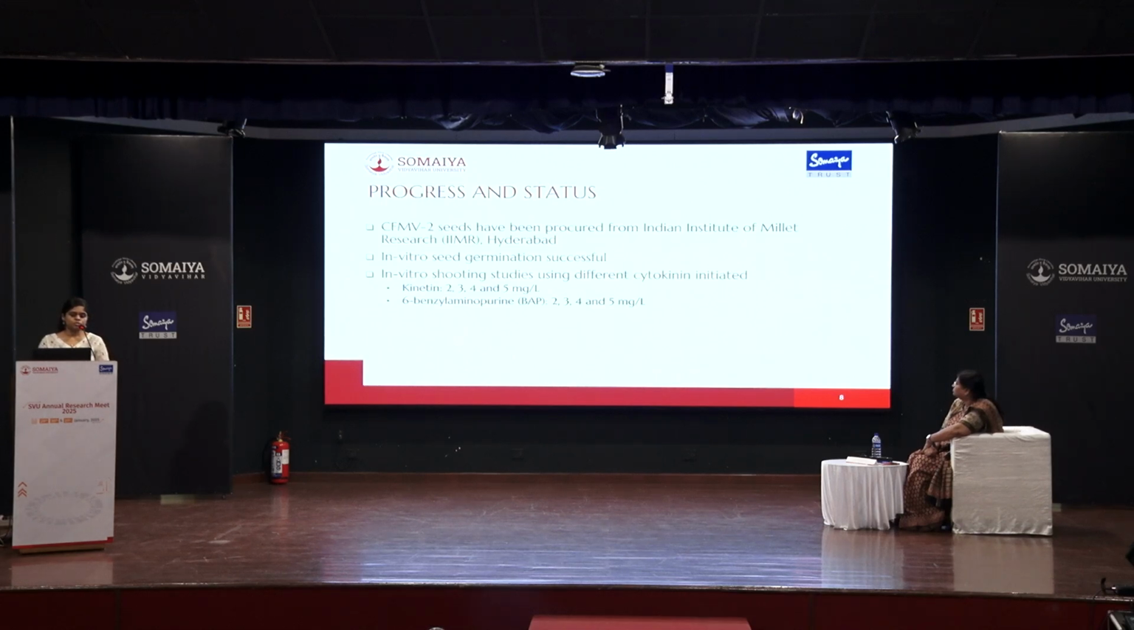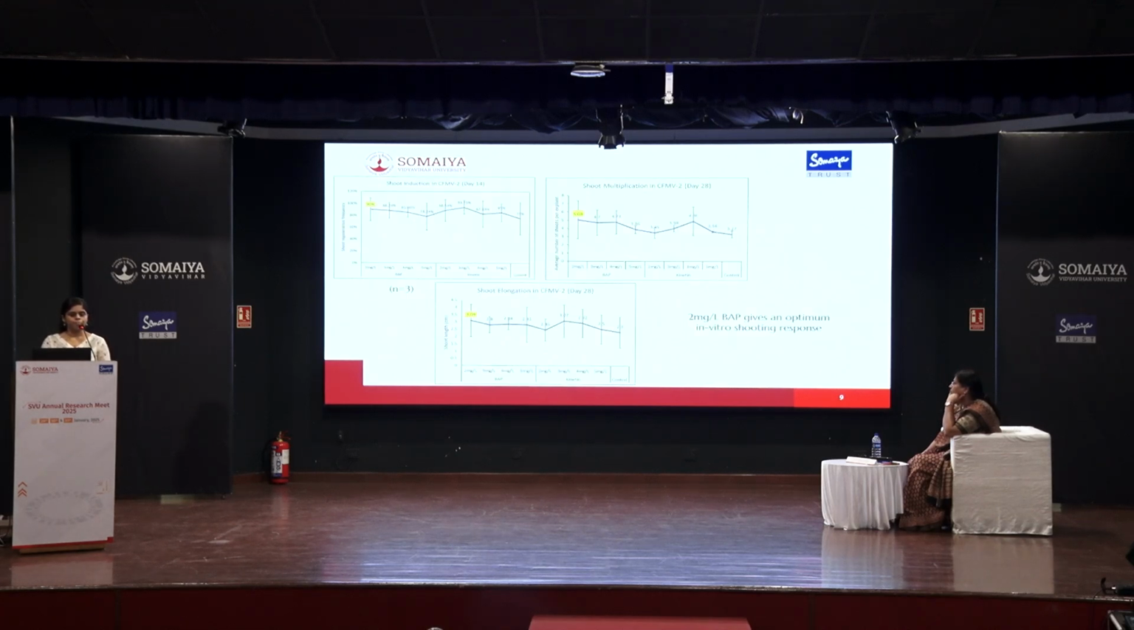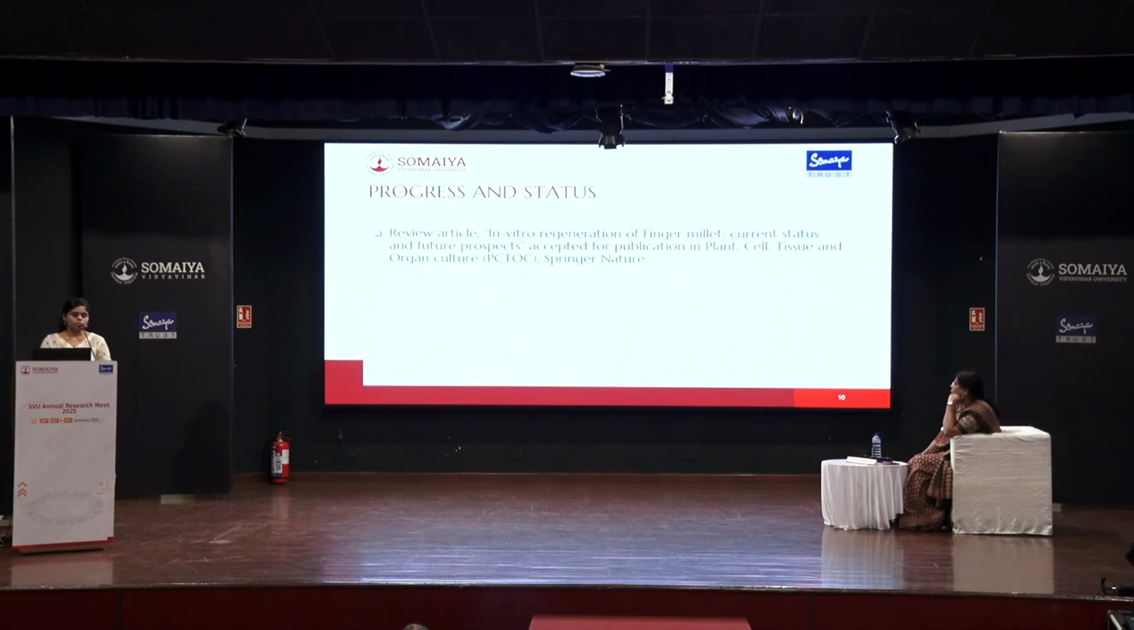Coming to the current status of our project, we have procured these seeds from the Indian Institute of Millet Research, Hyderabad, and successfully carried out in vitro seed germination in our lab. We have also initiated in vitro shooting studies using different concentrations of hormones like kinetin and BAP. These are some of the results that we have obtained so far, wherein we can see BAP at a concentration of 2 mg per liter is giving an optimum in vitro shooting response. I've also published an article on in vitro regeneration of finger millet in a Springer Nature journal, Plant Cell Tissue and Organ Culture, this month.